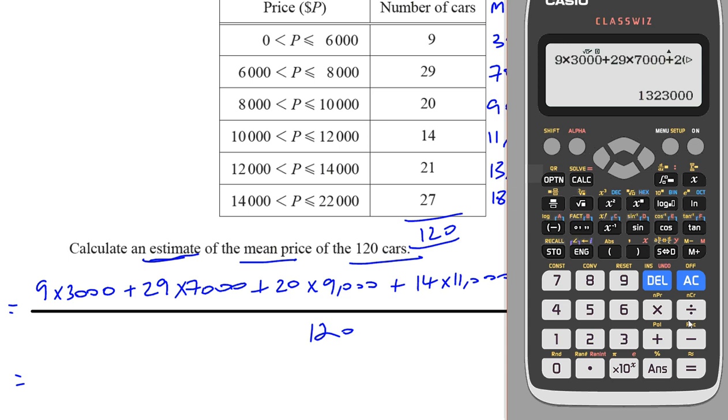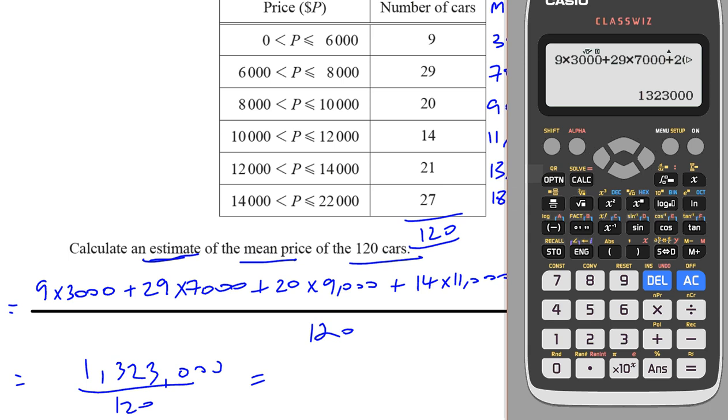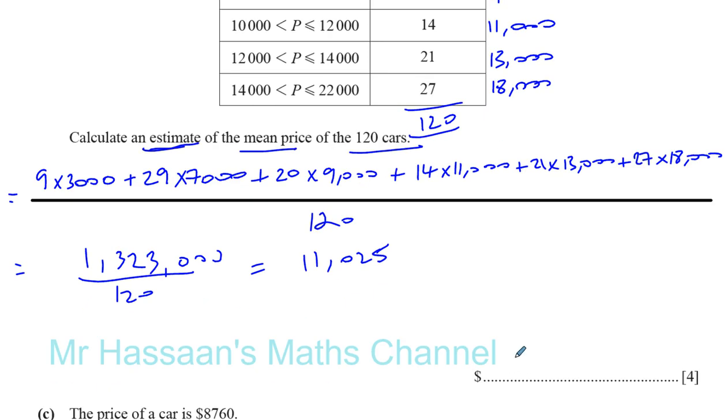So that's 1,323,000. Then you've got 1,323,000 divided by 120 cars, and that will tell you the mean value of each car. So 1,323,000 divided by 120 gives you 11,025, which came out as an exact value. There's no rounding to 3 significant figures here because it's an exact value, it doesn't continue on and on. So you put 11,025 as your answer.